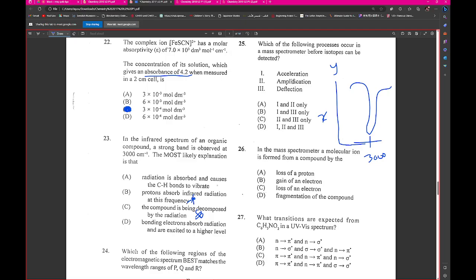Radiation is absorbed, I think this is kind of true. That's fine. Bonding electrons: there's no type of electronic promotion within IR. When you go into IR, our IR molecules are chill. They just have smooth vibrations, right? They don't care about that promotion business. They just vibrate in place. So I think the best one may be A, based on the process of elimination.